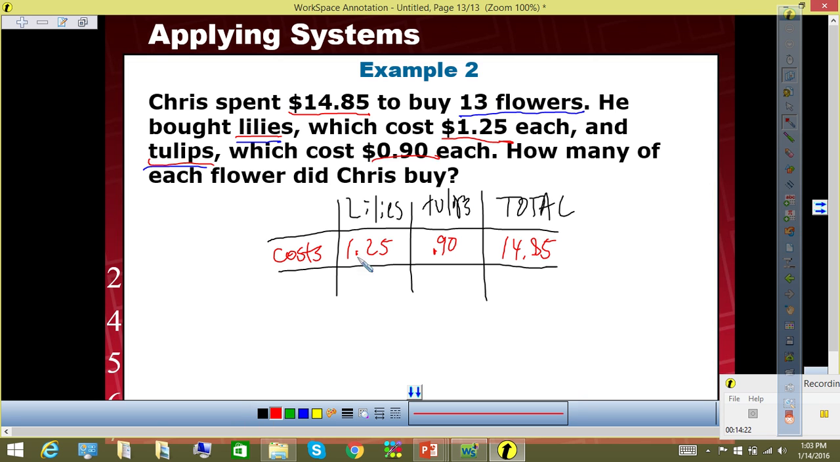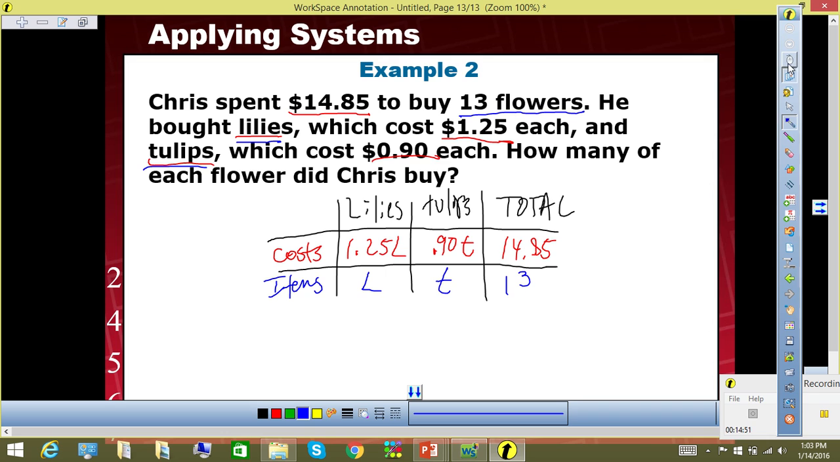Therefore, this is 1.25 L, and this is 0.90 T. So far, so good? And then here you wrote items. The total items are 13. We don't know how many lilies or how many tulips. Can you get the equations from there already? And you know what to do from there, yes? All right. So we're done with these kinds of problems. These are item and cost type of problems.